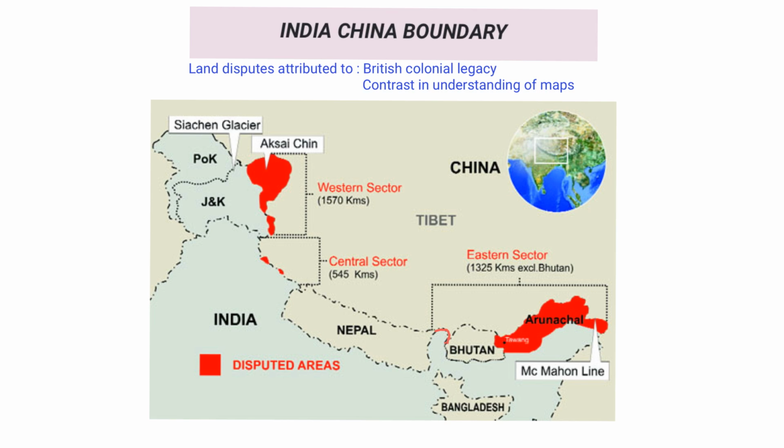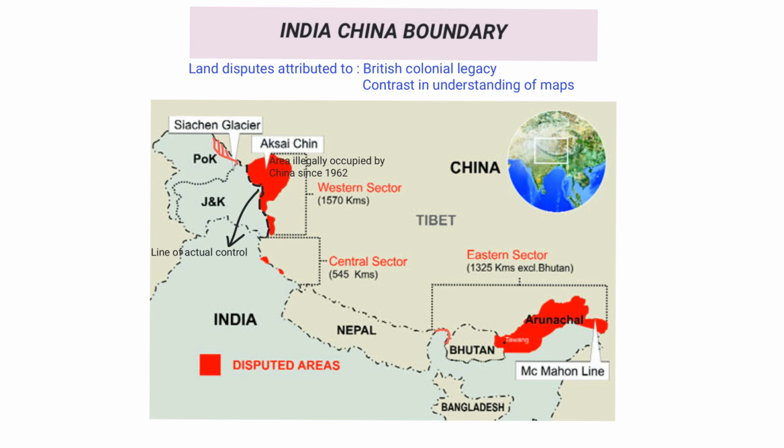The dispute over the land between the two countries has been going on since 1962, and it's mainly attributed to the British colonial legacy as well as the contrasting understanding of the maps. The disputed area is shown in red in the map. In the north, the region of Aksai Chin is under Chinese occupation since 1962, and here is the line of actual control between India and China. Then in Pakistan occupied Kashmir also, some area was ceded by Pakistan to China in 1963.